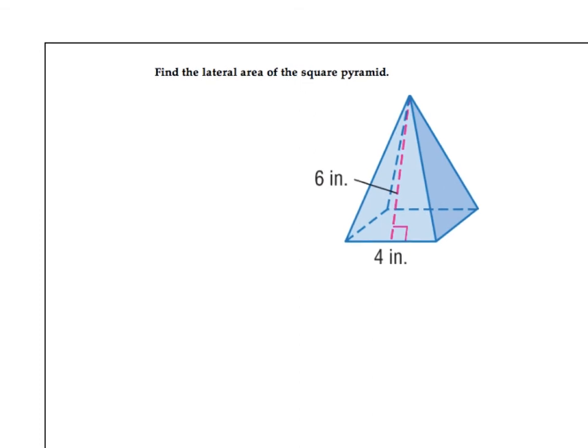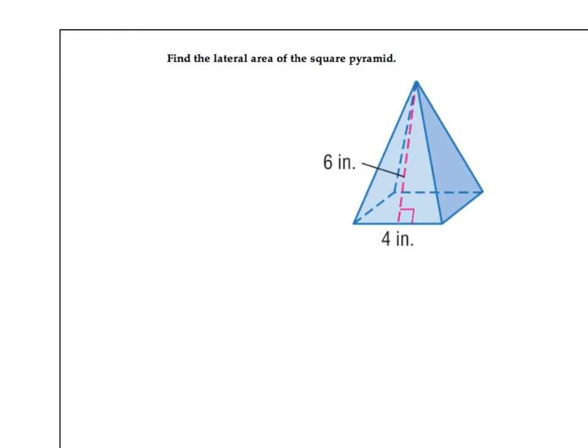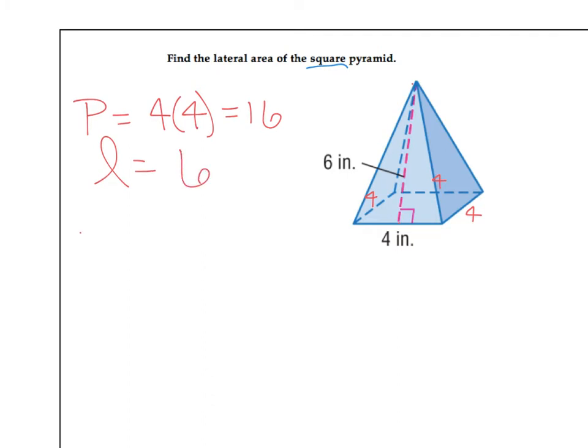So we're going to take a look at this square pyramid. Since we know it's a square pyramid, we know the base is a square and all 4 sides are the same. So we're able to find our perimeter by doing 4 times 4, and we know that's going to give us a perimeter of 16. Our slant height is this line from the vertex to the base, sliding along that face there, and that's a value of 6. So to find our lateral area, we're going to take 16 times 6 divided by 2, and that will give us 48.